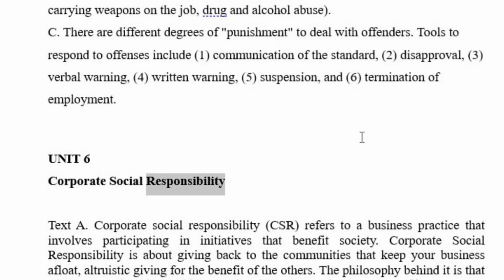Unit 6. Corporate Social Responsibility. Text A. Corporate social responsibility, CSR, refers to a business practice that involves participating in initiatives that benefit society. Corporate social responsibility is about giving back to the communities that keep your business afloat, altruistic giving for the benefit of the others. The philosophy behind it is that what you put into the world is exactly what you're going to get out of it.